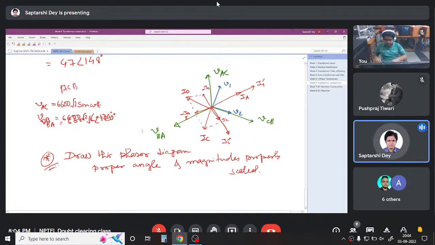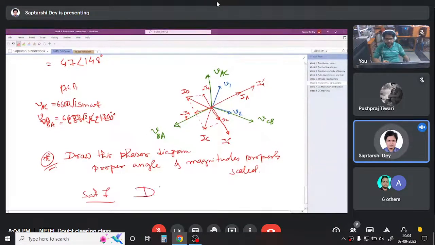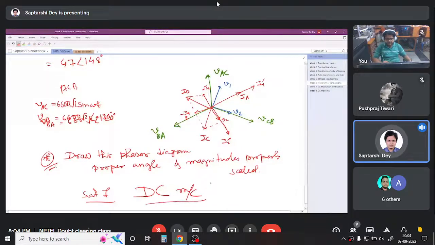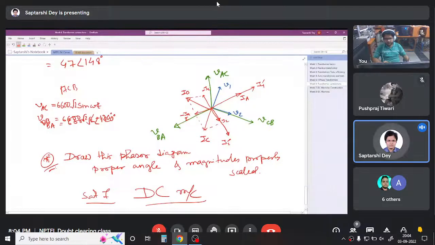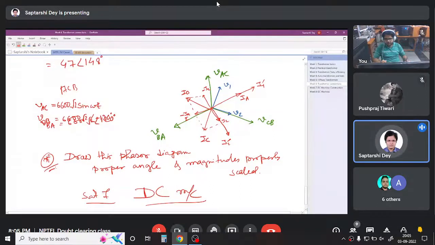Okay, if not, then let's call it a day. We will meet again on the next Saturday, 7 p.m. And this time we will start with rotating machine. The only rotating machine covered in this course is DC machine. We will see how it looks and why at all we are studying DC machine in 2022. That I will also mention.